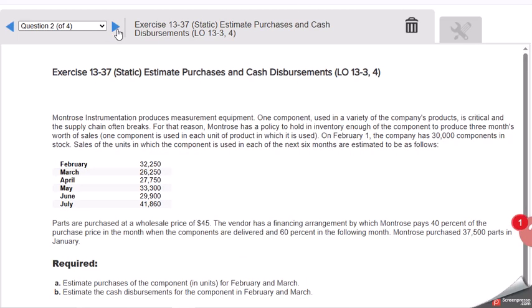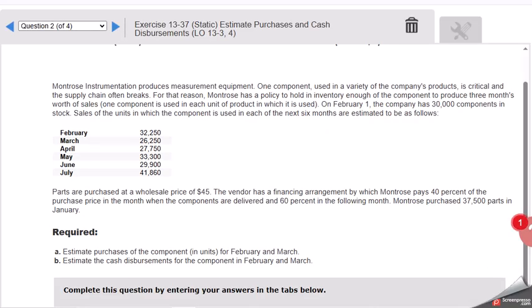Okay, then we're going to estimate our purchases and our cash disbursements for our cash budget. So Montrose has a policy to hold in inventory enough of the component to produce 3 months worth of sales. One component is used for each unit of product. On February 1st, the company has 30,000 components in stock. The sales for the unit in which the component is used over the next 6 months are estimated as follows.